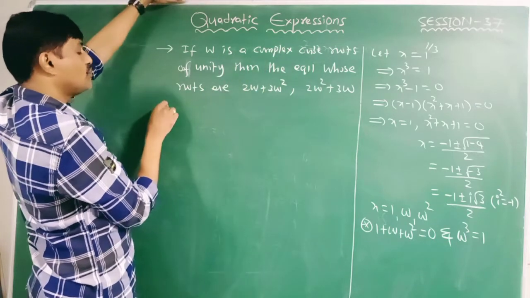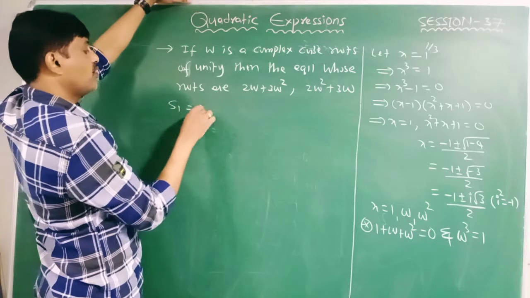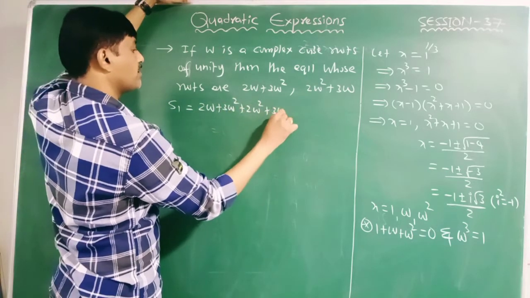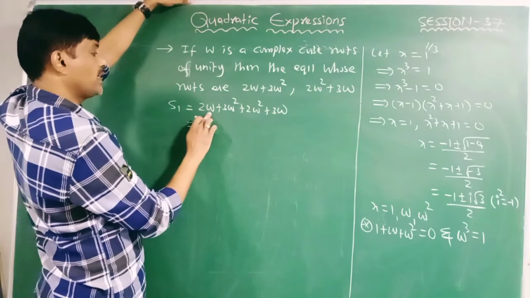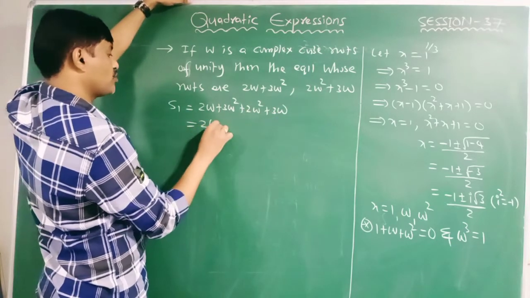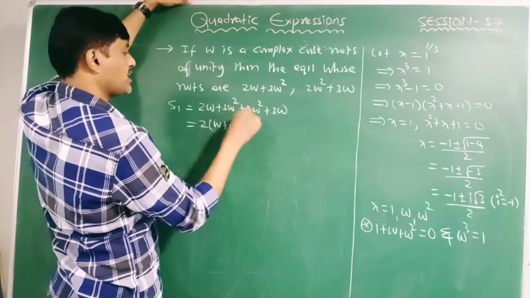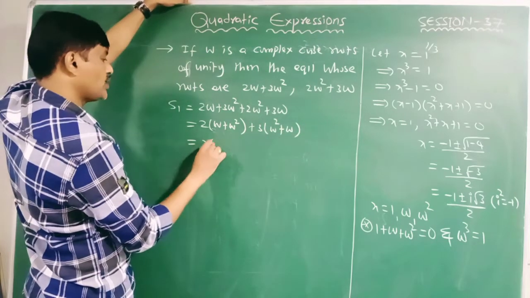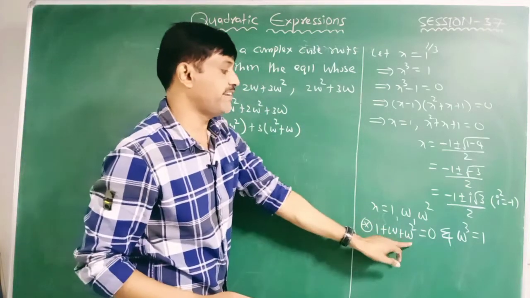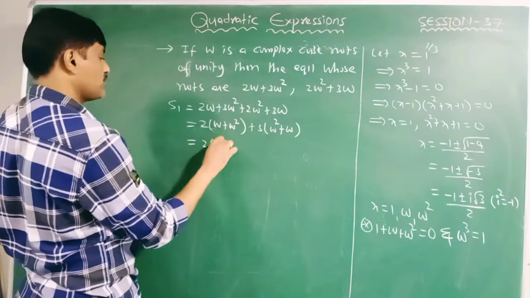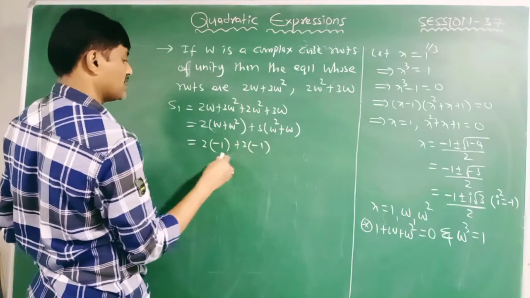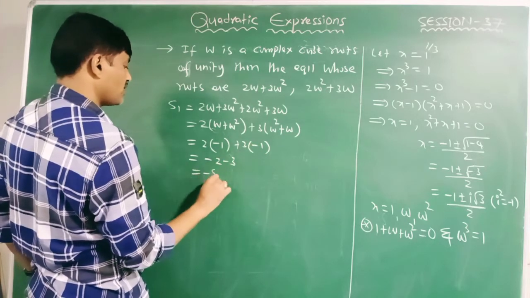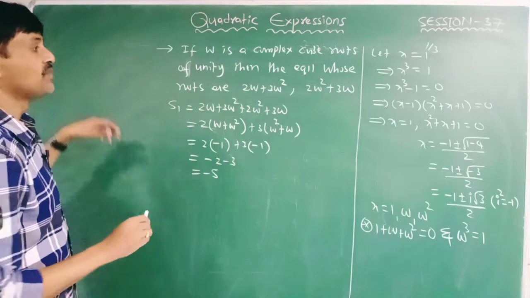Now I said omega is a complex cube root of unity. Now you have to find S1, the sum of the roots: 2 omega plus 3 omega square plus 2 omega square plus 3 omega. Take 2 common from 2 omega plus 2 omega square, and 3 common from 3 omega square plus 3 omega. Omega plus omega square is always minus 1. So this is 2 times minus 1, plus 3 times minus 1, which is minus 2 minus 3, equal to minus 5. This is S1.